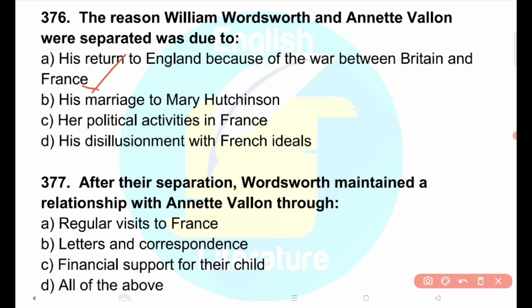After their separation, Wordsworth maintained a relationship with Annie Vallon through option C, financial support for their child. Wordsworth did not maintain direct contact with Annie Vallon for several years, but he did provide financial support for their daughter Caroline. In 1802, when Britain and France reached a temporary peace treaty at Amiens, Wordsworth visited France to meet Caroline and settle financial matters for her future.